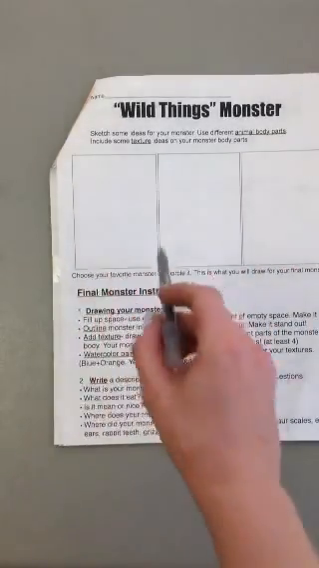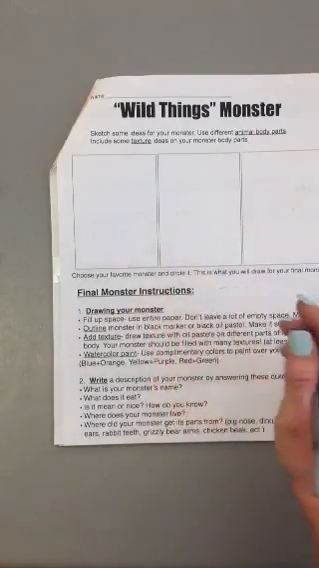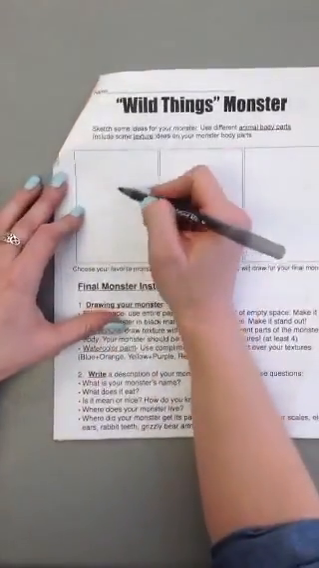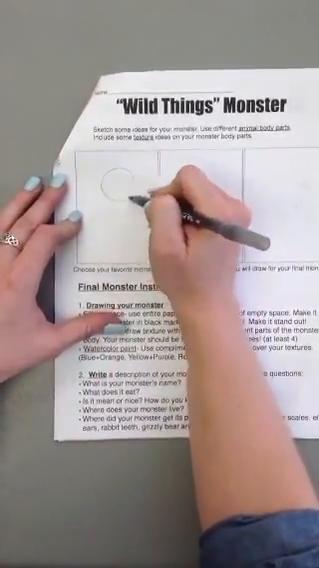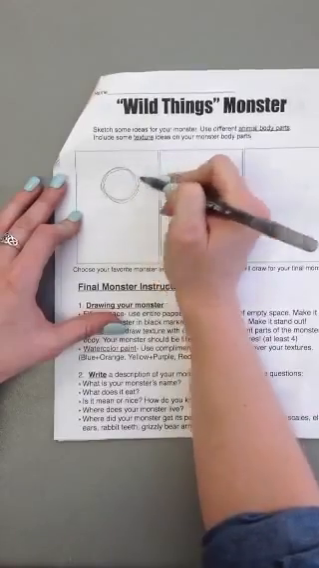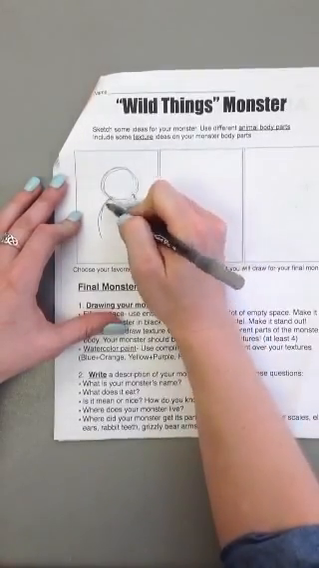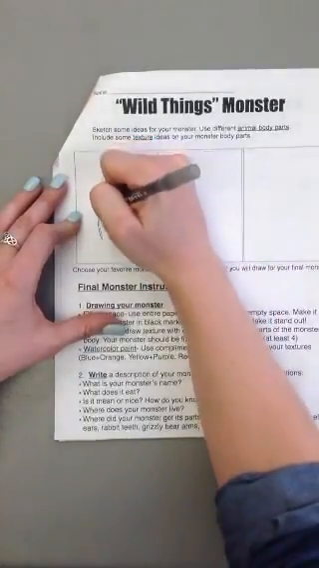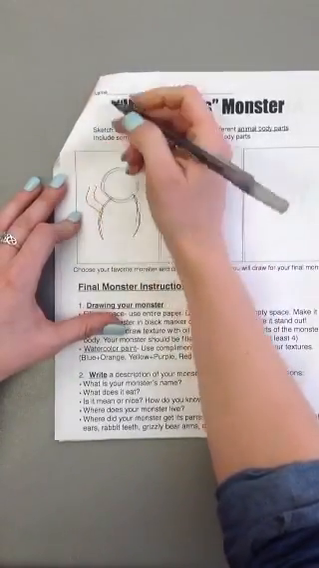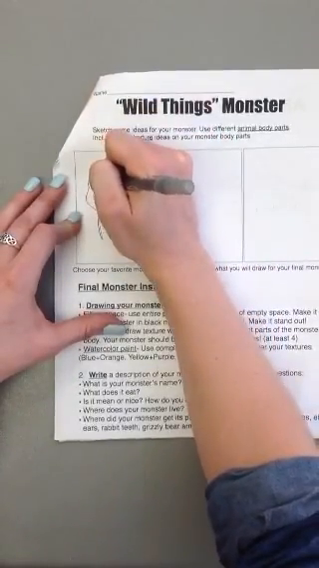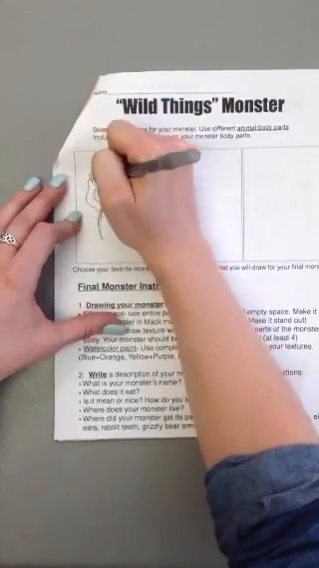So I'll start with 1 box and start drawing some monster ideas. So I could start with the head of a monster. And maybe I want to do a big body, like maybe it's a bear monster. I could do some arms. Maybe I really like those bear paws with the claws, so I can do some of those.